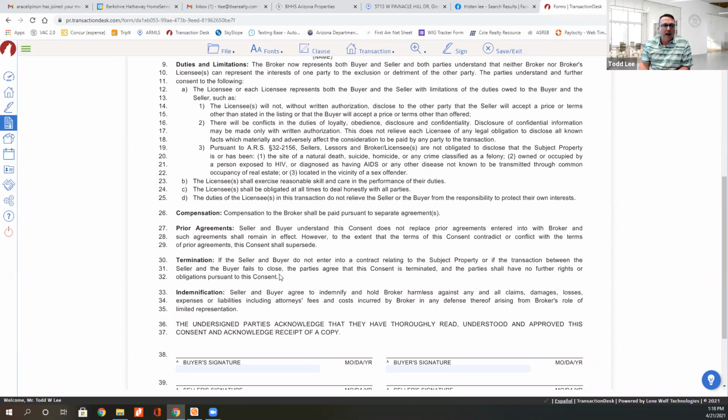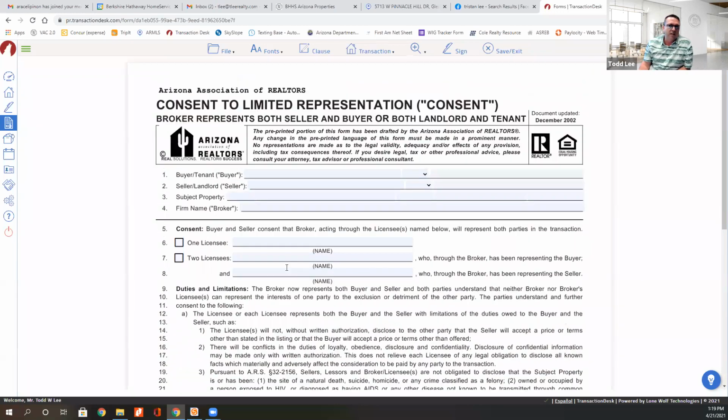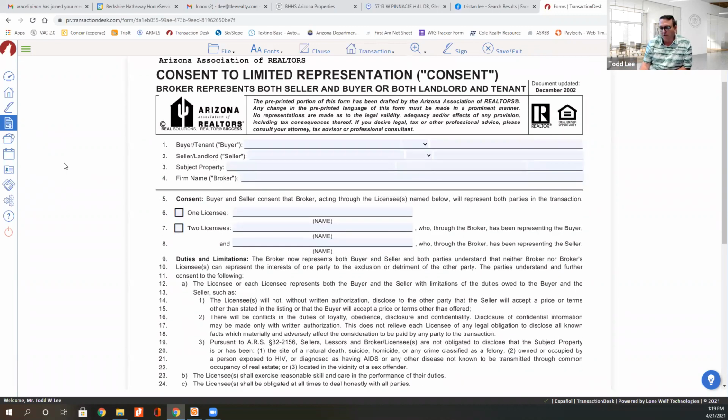So if you cancel out of that transaction, this limited representation goes away, and you're back to your normal agreement that you have as far as how you're representing buyer or seller. Buyer and seller agree to indemnify and hold harmless against all claims, damages, losses, expenses, and liabilities, including attorney fees and costs incurred by broker in any defense thereof arising from the broker's role of limited representation. That's a big piece in there for us that takes us off the hook if something were to arise that happened to be because of dual representation, that says that they can't come back at us for it because we've explained it to them.